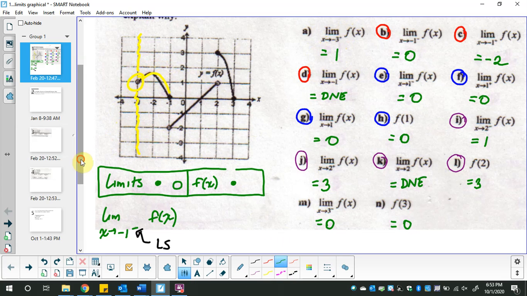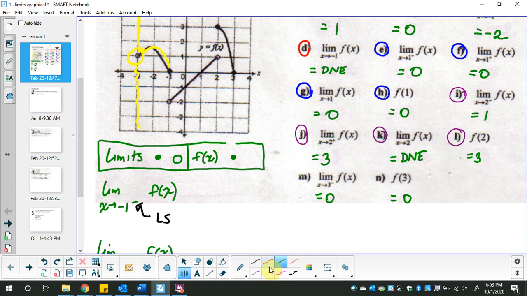So I'm going to make an extra question. I'm going to ask you, where is the dot at -3? So let's erase the clutter and focus on -3. And there is no dot. It's an empty circle. So you can have does not exist answers for limits, and you can have does not exist answers for function answers.